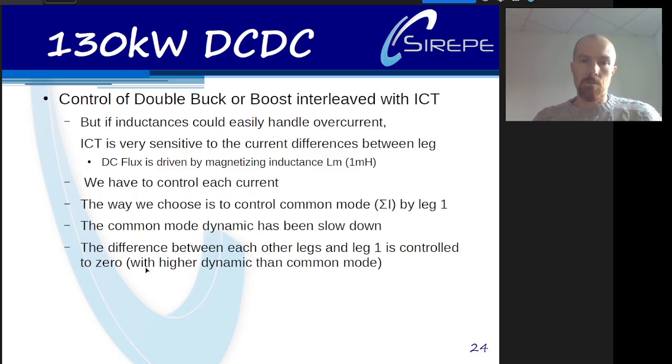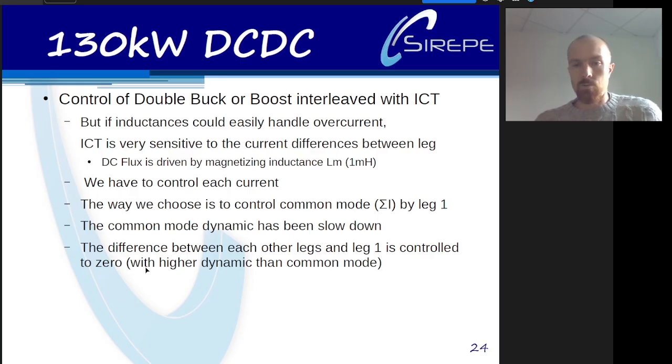It's very sensitive to the difference in current because the DC flux made by the leg currents in the coil, in the magnetic cores, is made to cancel each other. And if we have a little difference between currents, it makes a DC flux driven by the magnetizing inductance, and this one is very high, so saturation is very quick. So we have to control each current.